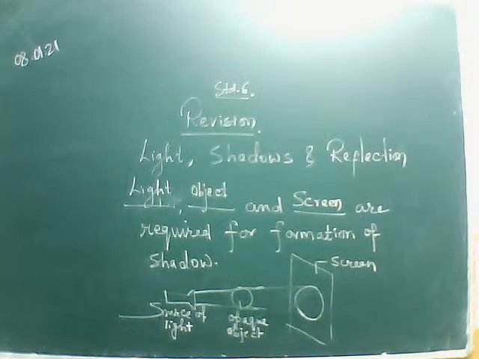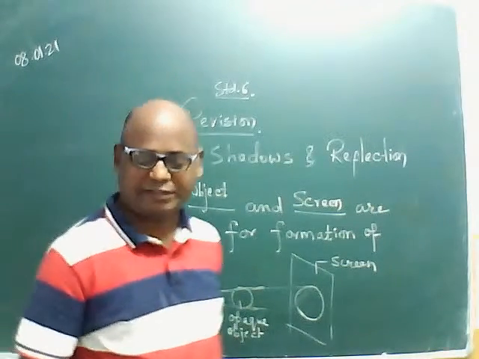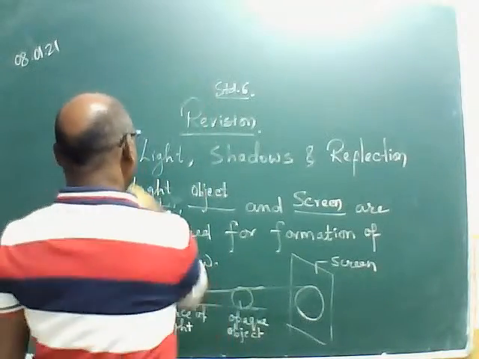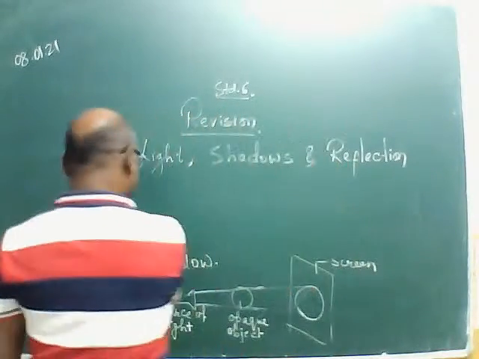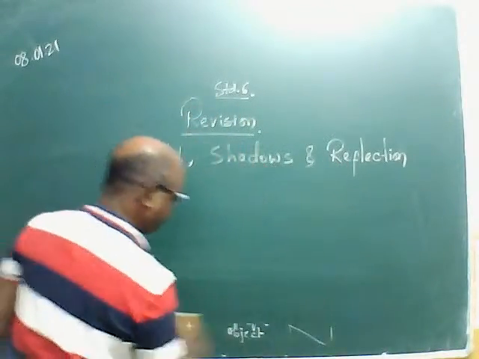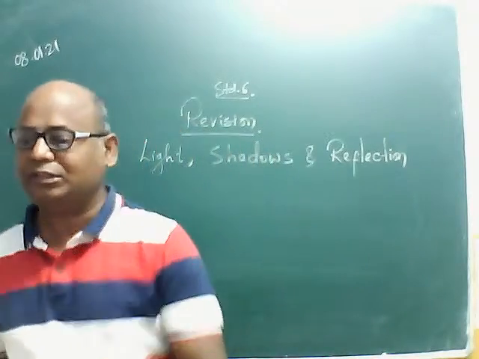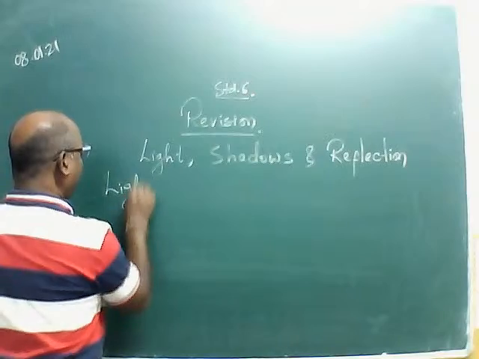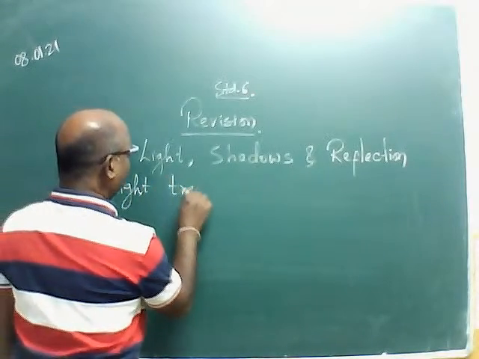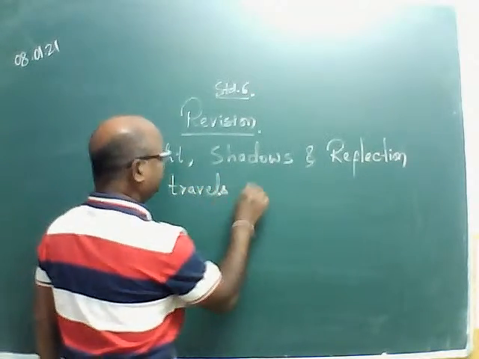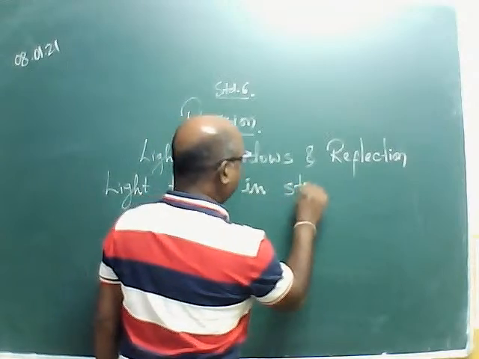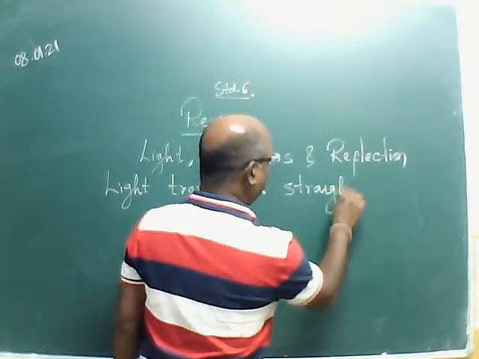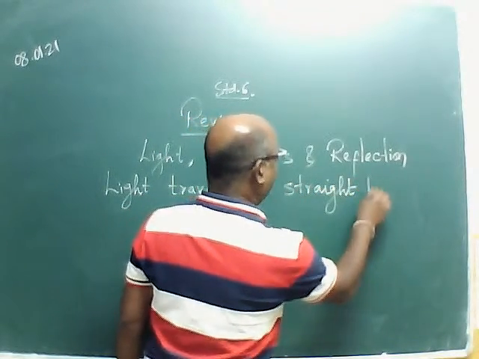Okay. Then the next topic in this lesson in grade 6 is that light travels in a straight line. Light travels in a straight line. What is this property called? Write down in the chat box.